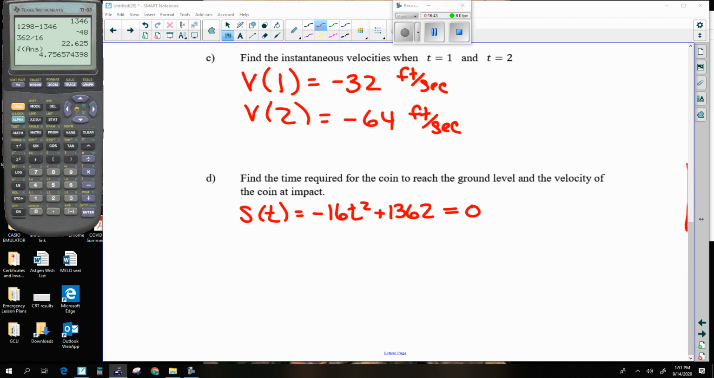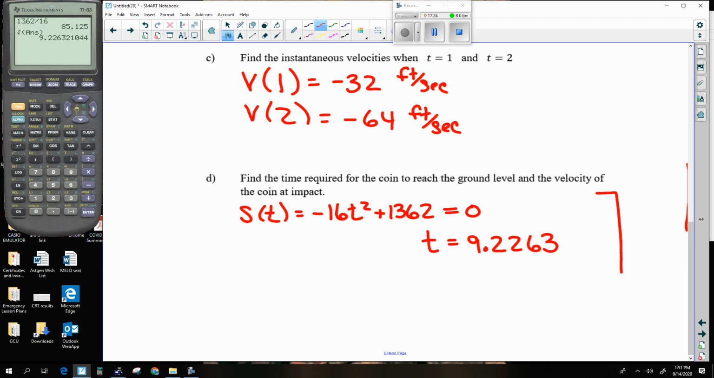1362 divided by 16, square root that. All right, so what this is saying is the time is going to be equal to 9.2263. What that is saying is, if I were to plug that into the position, I'm going to get a height of 0.